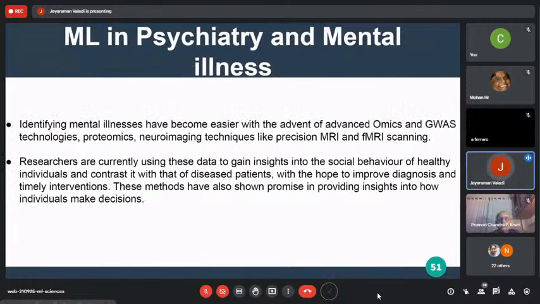Now, the other application is in psychiatry and mental illnesses. You identify mental illnesses by using different imaging methodologies. You can also use it to get insights into social behavior and personality traits of people. You can also identify traits of people who have particular sets of psychological diseases, and then timely interventions can be made by using these methodologies.